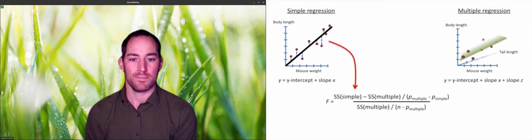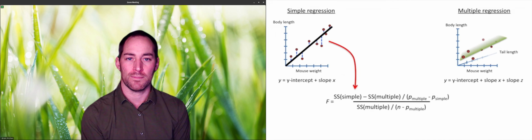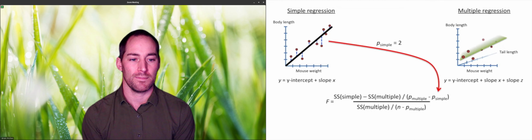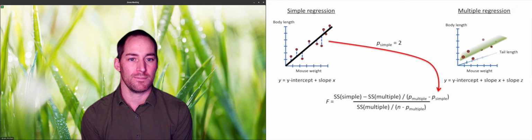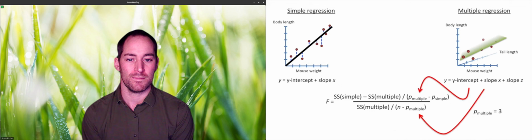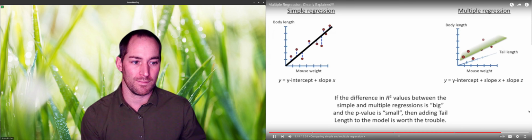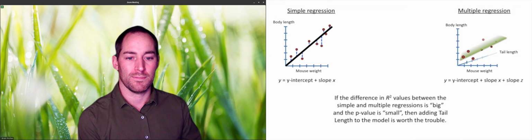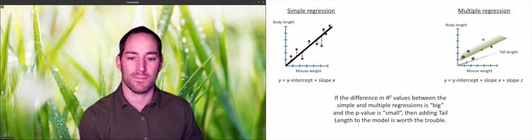So instead of plugging in the sums of squares around the mean, we plug in the sums of squares around the simple regression. And instead of plugging in p mean, we plug in p simple, which equals the number of parameters in the simple regression. That's 2. And then we plug in the sums of squares for the multiple regression, and we plug in the number of parameters in our multiple regression equation. Bam! If the difference in r-squared values between the simple and multiple regression is big, and the p-value is small, then adding tail length to the model is worth the trouble.